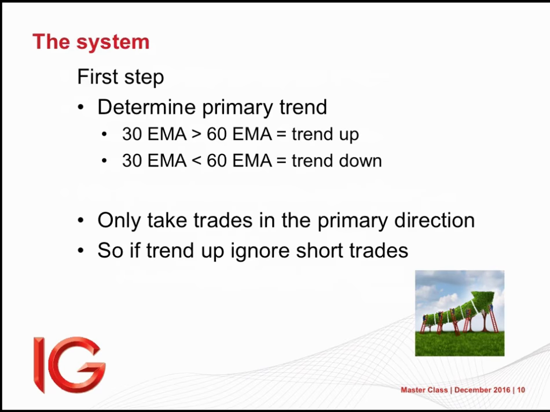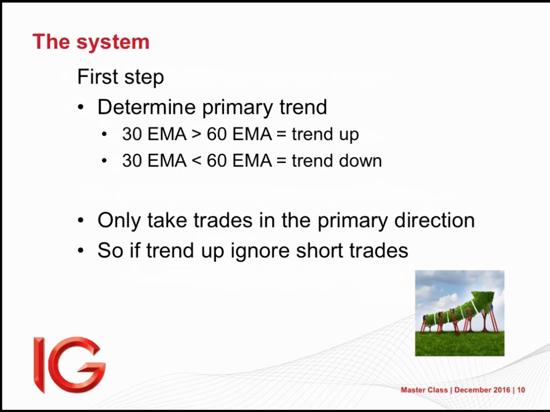I define that primary direction using exponential moving averages. And I use the 30 and the 60 exponential moving average. So if the 30 EMA is above the 60, I say trend is up and I only take longs. If the 30 is below the 60, I say trend is down and I only take short trades. So the first screen I look at is where's my big direction in terms of the 30 and the 60. And then I only take the trades in that direction.